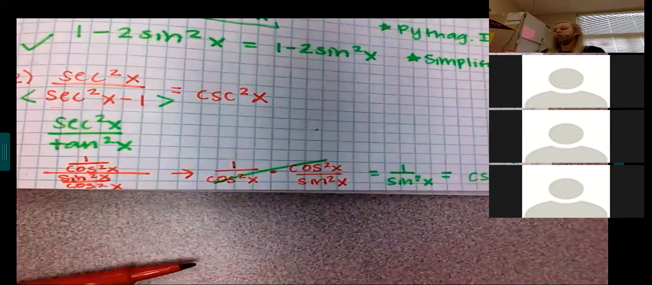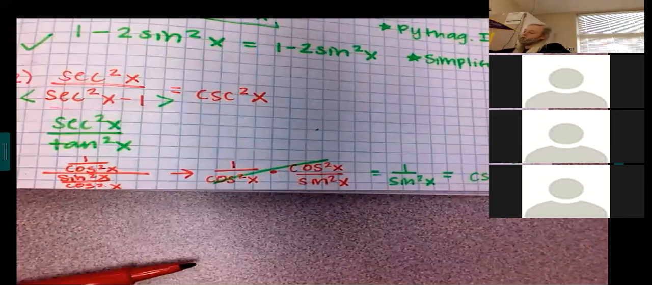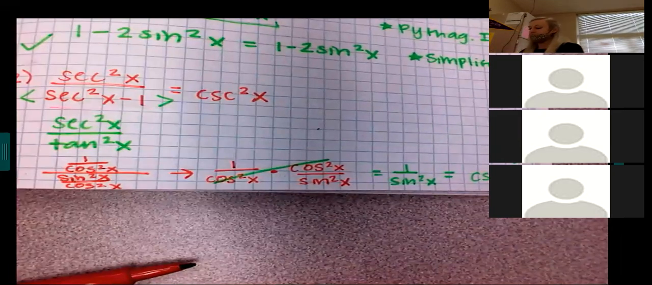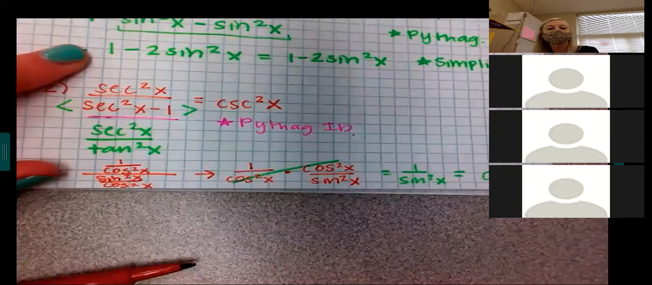Very first thing we did at this step was what? Oh God, I'm irritated. That's not going to go in. Pythagorean identity. I need to quit teaching and go join the WNBA. Pythagorean identity, good. They don't make jack squat, by the way.